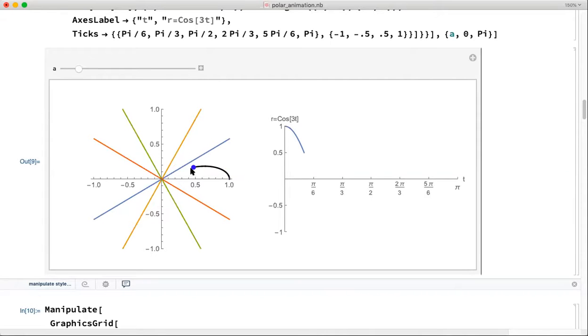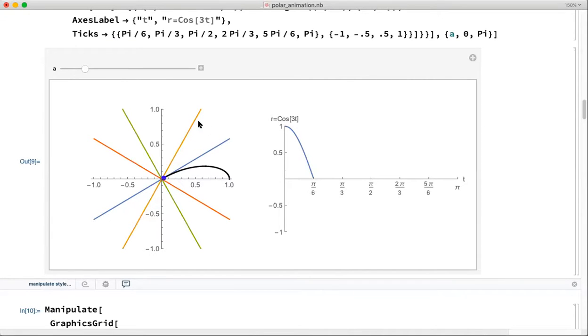In the picture on the left, r is the distance. So when r gets to 0, we're at the origin, right? In the picture on the right, I can see that the cosine of 3 times pi over 6 is 0. We just hit the horizontal axis, and that's why we've returned to the origin. The distance is 0. All right, and that was the first pi over 6. So now we're going from pi over 6 to pi over 3.